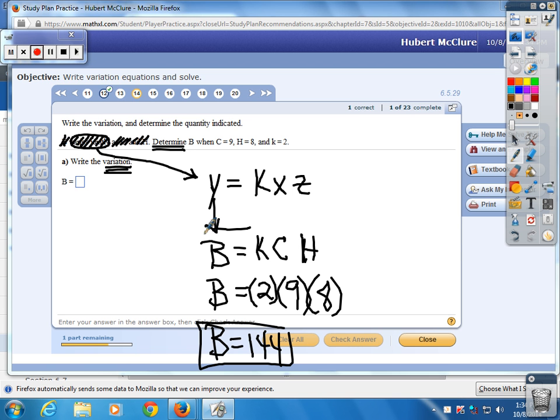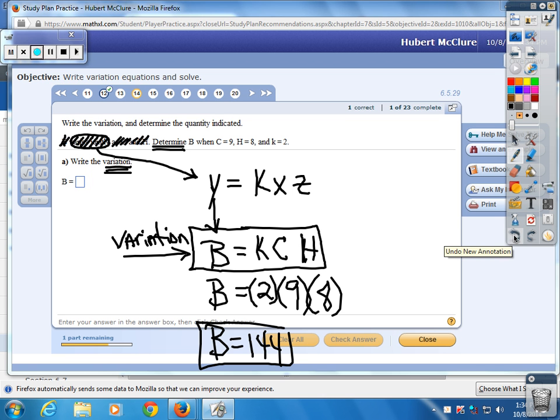So here is the first answer. This is your variation. Variation is B is equal to K, lowercase k, times uppercase C times uppercase H. B is equal to K times uppercase C times uppercase H. That's what you put there.